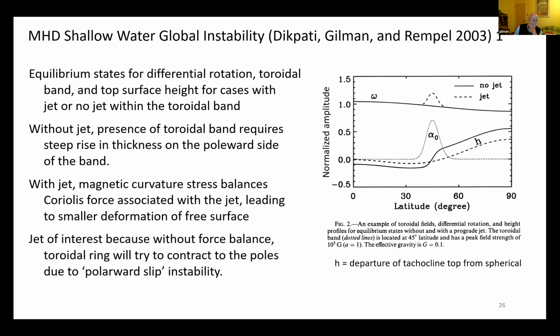Now you add magnetic field to this, and it gets even more complicated. And this is where this jet idea comes in. Some of you may know about something called polar slip instability, which is if you just put a toroidal ring in a band in the tachocline, there will be a tendency for it to slip towards the pole because there's a stress in that ring which is trying to contract it. Well, you can counterbalance that if you put a jet inside the ring and make it go faster, and then you can get a new force balance with a jet inside of it.